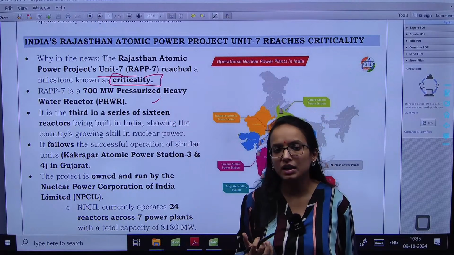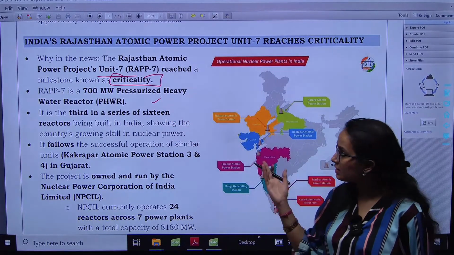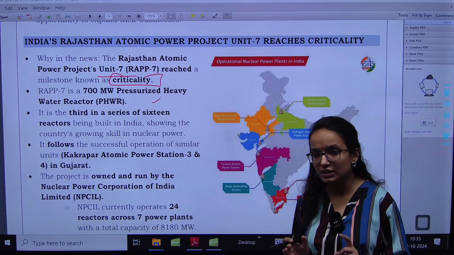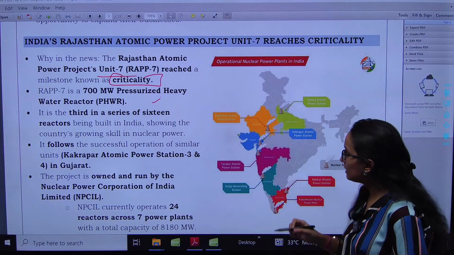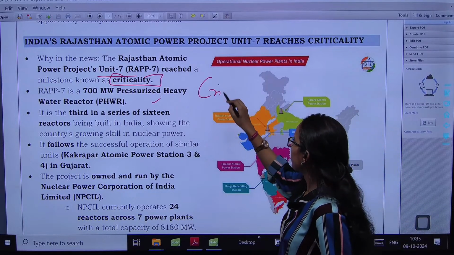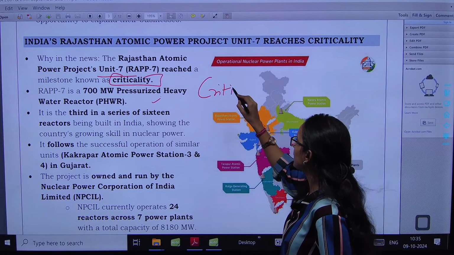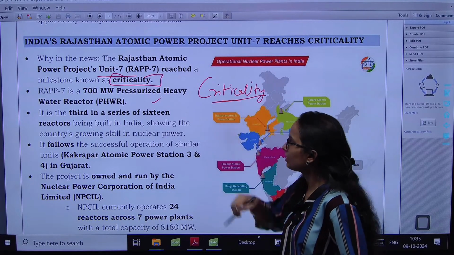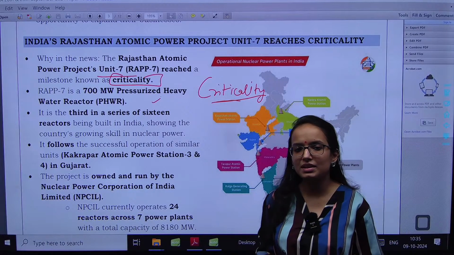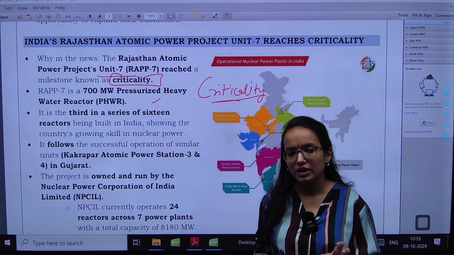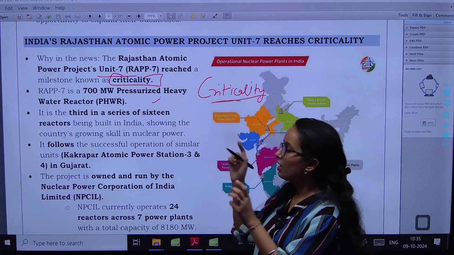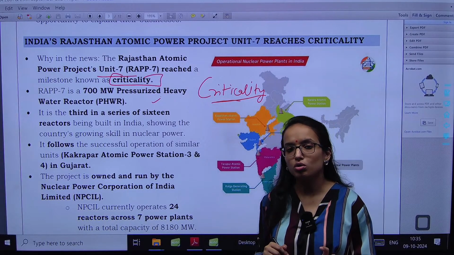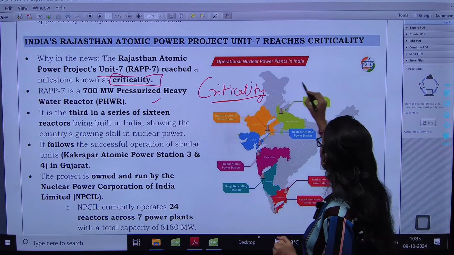So what is criticality? What does this news mean? Why is this an achievement or a milestone? You all know, I have explained this in the earlier classes. Criticality in this sense means what? Criticality basically is associated with nuclear fission. So when we are talking about atomic power generation, you all know that the process involved is nuclear fission.